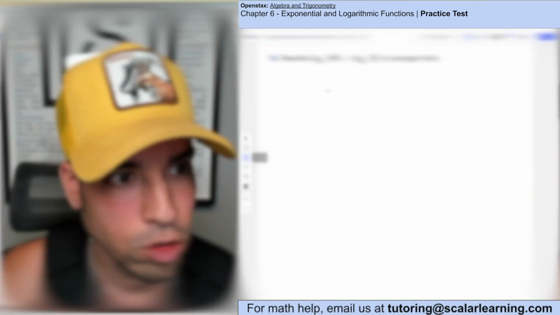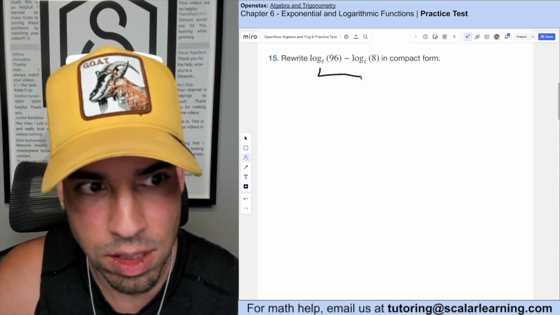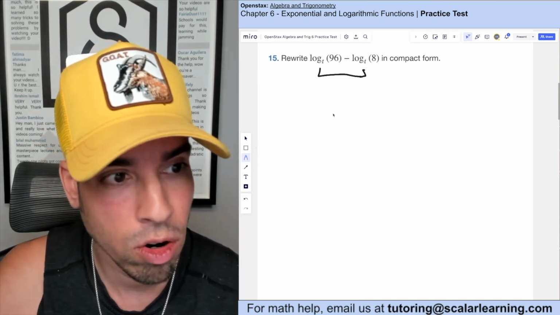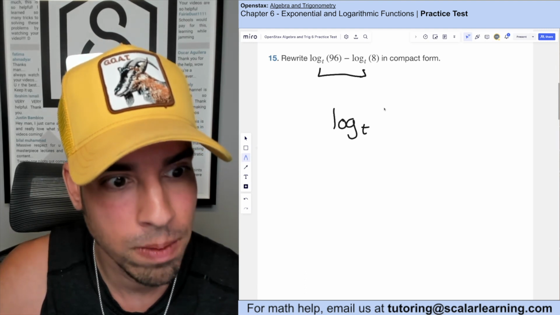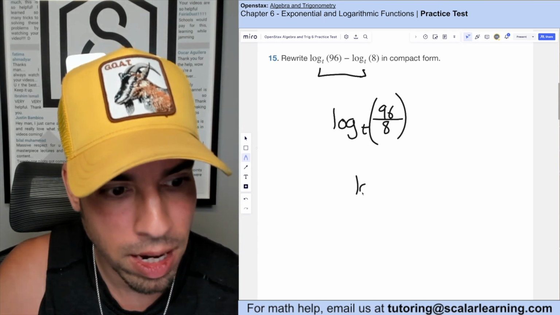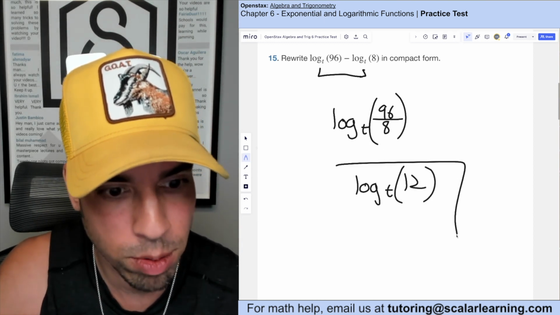Boom, done. So this one we want to rewrite in compact form, and the beauty of it is that since we have the same base for the logarithms, when we're subtracting, it's like dividing the arguments. So this is the same as log base t of 96 over 8. What is 96 divided by 8? That is 12, so we can write this as log base t of 12. Boom, done.